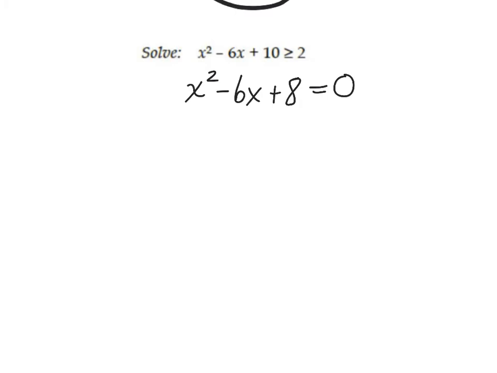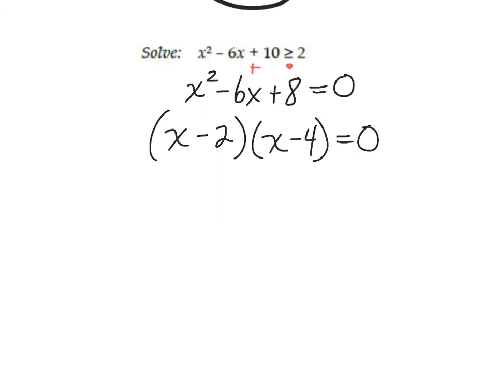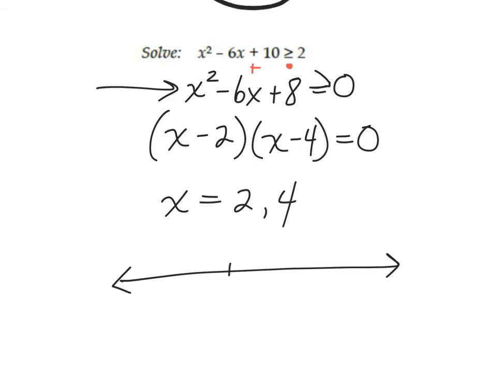And I could solve this any way I like, but this particular problem is factorable. So I'm looking for a pair of numbers that multiply to 8 and add to negative 6. And what I find is that my two factors should be x minus 2 and x minus 4. Which means that this function here crosses the x-axis at 2 points, at 2 and 4. Really, we're trying to find where that function is greater than or equal to 0. So I have figured out where this function equals 0. I know it equals 0 at 2 and at 4.